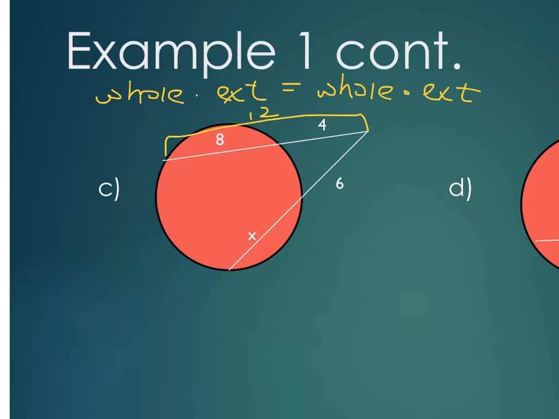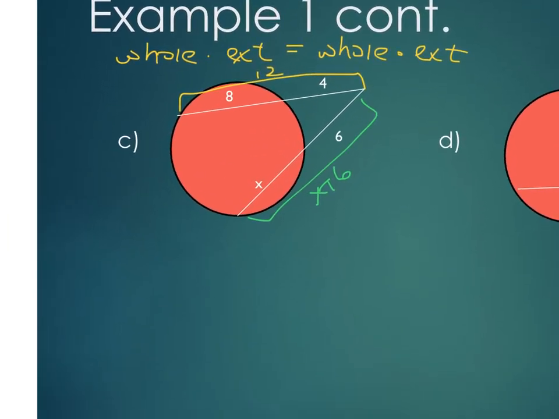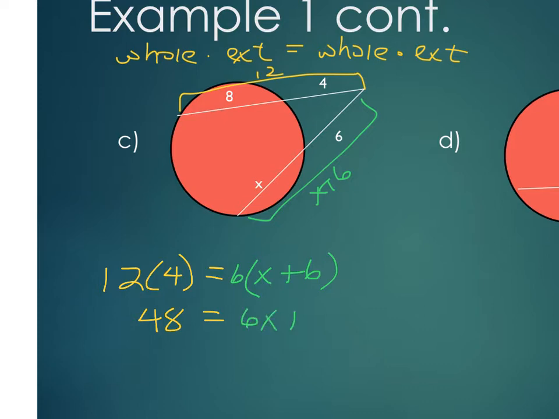And then my whole length here on this one, let me do it in a different color, I'll do it in green, is going to be x plus 6. So I'm going to take whole of the yellow times the external piece, and then I have whole times the external piece. So I have to distribute and multiply the yellow. So the yellow becomes 48. The green becomes 6x plus 36.